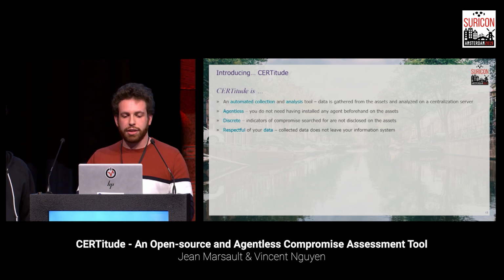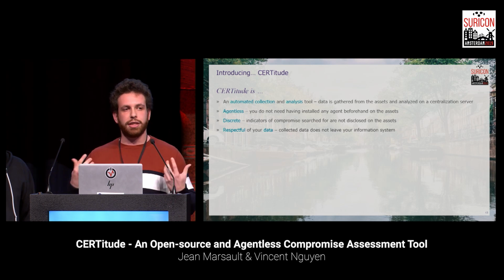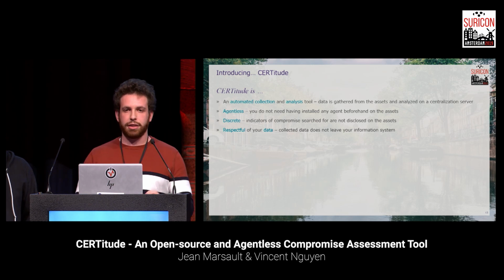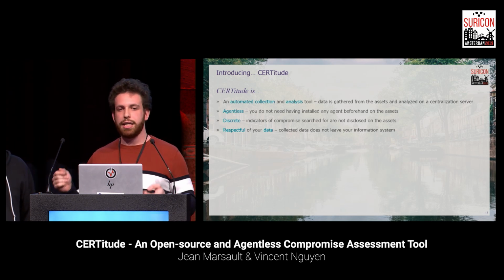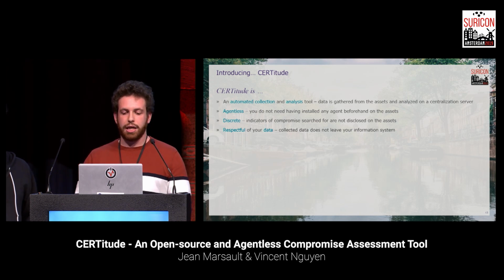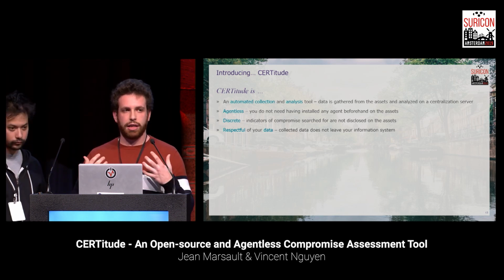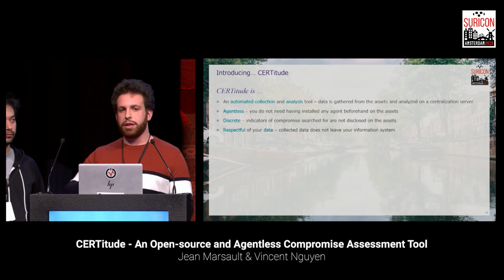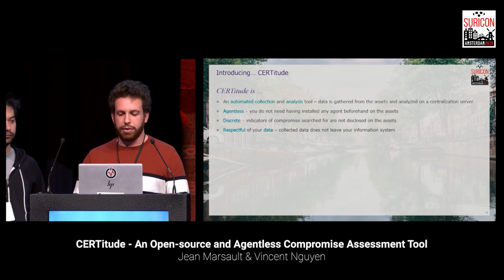Some adjectives that you can give to CERTitude. The first is that it is agentless, at least on Windows. You do not need to have installed an agent on your information system before running CERTitude. So you don't have to, for example, have a contract beforehand with the client when they install your agent 2 months before an attack, and then you use this agent. It's also a tool that is discreet. You keep the indicators of compromise on hosts that you know are safe, and you do not disclose them to the potential attacker, and we will dig into that later.